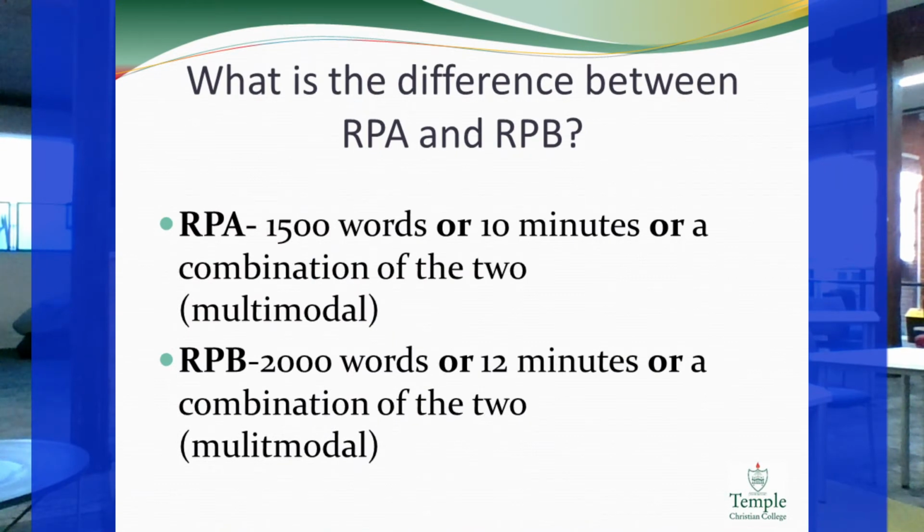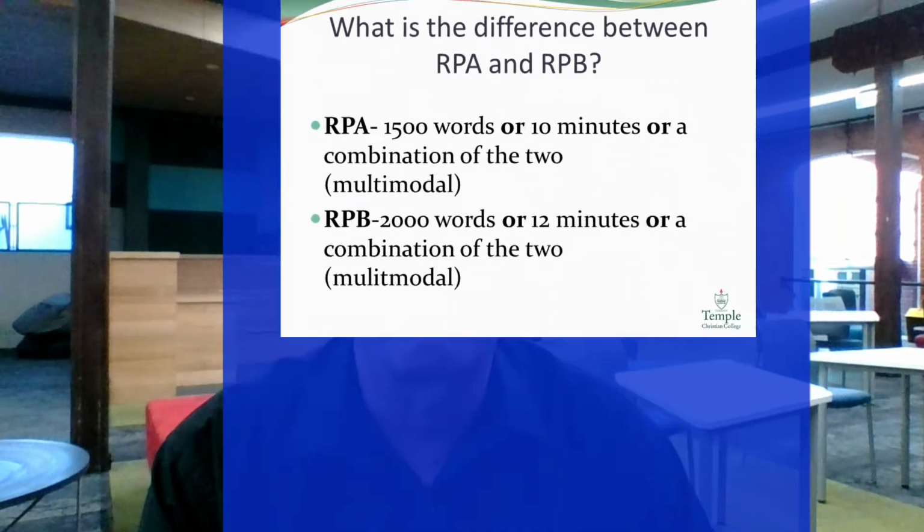What's the difference between RPA and RPB? RPA is 1500 words or 10 minutes, or a combination of both, and RPB is 2000 words or 12 minutes, or a combination. So 500 words difference. RPB requires a bit more detail, but essentially a 500 word difference for the outcome.